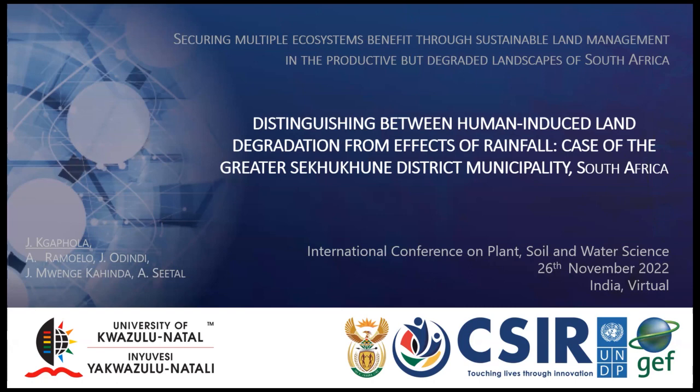My name is Juniet, and I'm a master's student at the University of KwaZulu-Natal in South Africa. My study is based on a subsection of my master's, which is distinguishing between human-induced land degradation from the effects of rainfall in the Greater Skokune District Municipality. The study is conducted under the Council for Scientific and Industrial Research and a project called Securing Multiple Benefits through sustainable land management in a degraded landscape.